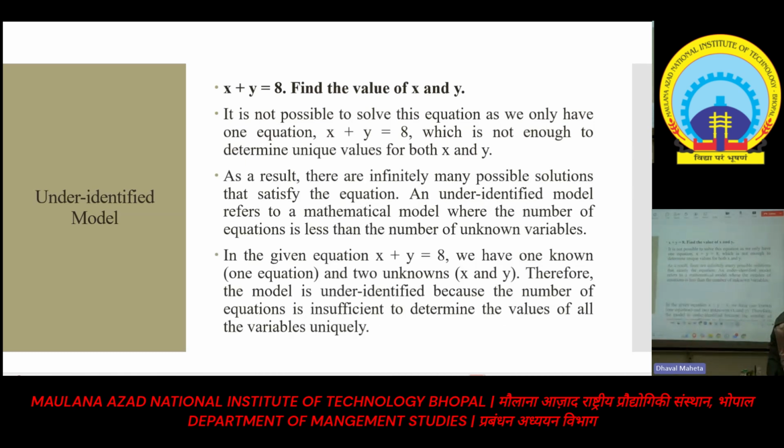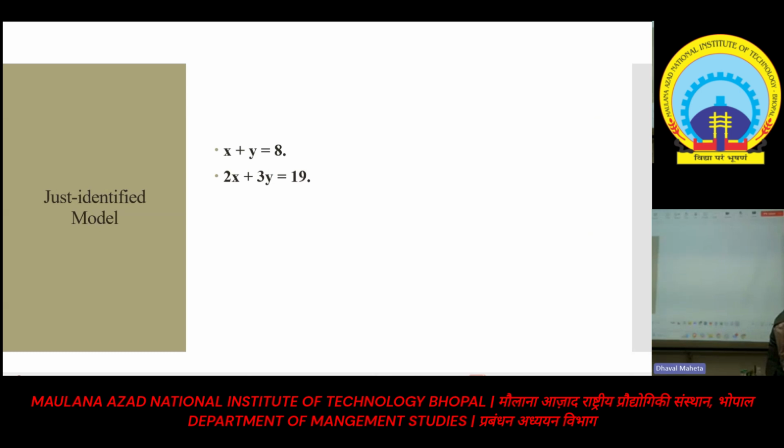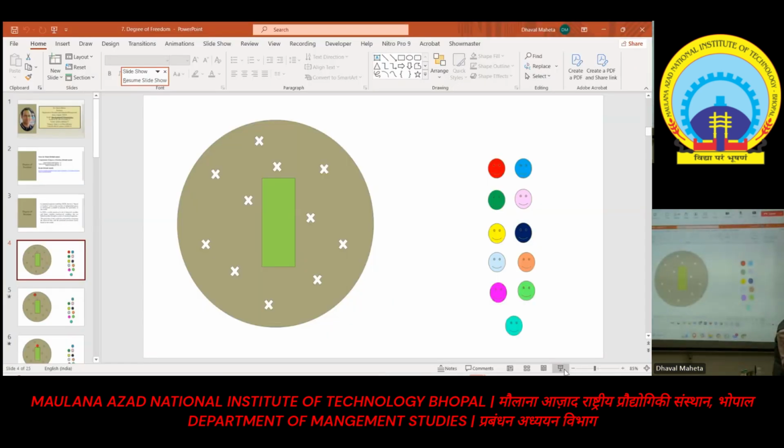Now what will we do? Can I solve this equation? Why can we solve it? Two knowns and two unknowns. We can solve this equation. So this is known as a just identified model. Just identified.